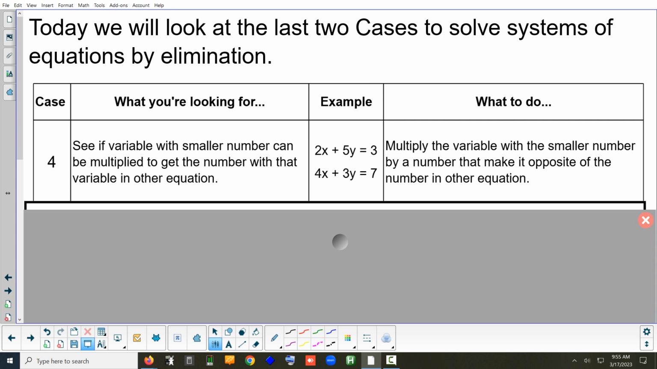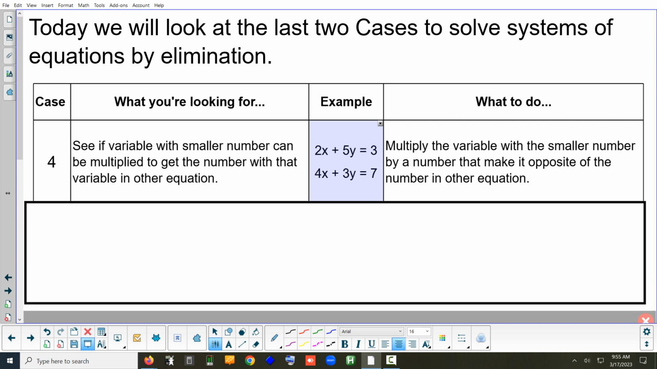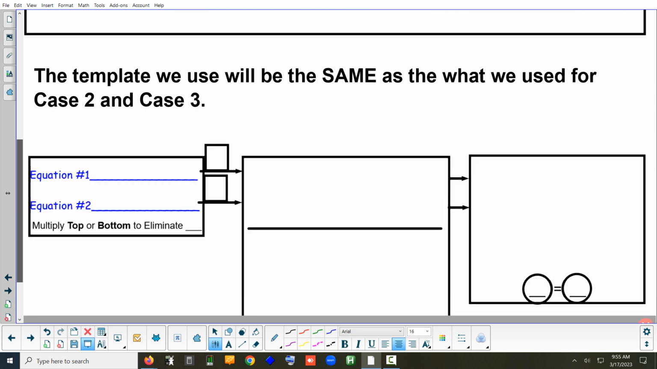You look for the smaller number and ask yourself, can I multiply that smaller number by something to make it the opposite of the big number? That's what you have to do. If you can't multiply a number by something to get the one above it or below it, then that's probably not the one we want to look at, because you'd have to multiply 3 by a fraction to get 5. We're going to stay away from using fractions. So the template that we use is exactly the same. There's no change in the diagram that I'm giving you to do the problem.